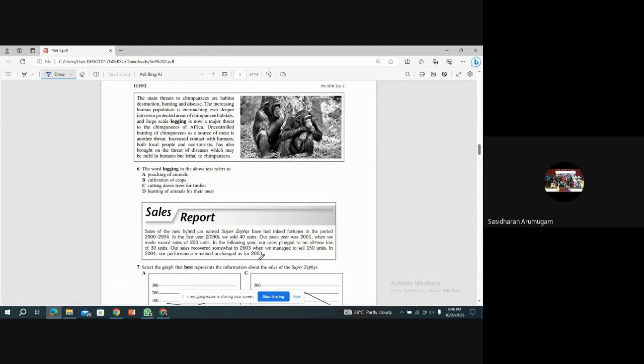So, the word logging in the above text refers to, what is that, logging? Hunting of animals for their meat, or cutting down trees for timber, cultivating the crops, or poaching of animals. It's really straightforward. Logging is, what is that? C. Cutting down trees for timber. Yes, cutting trees for the timber. Kayu pala.